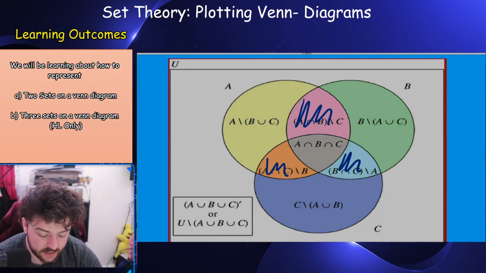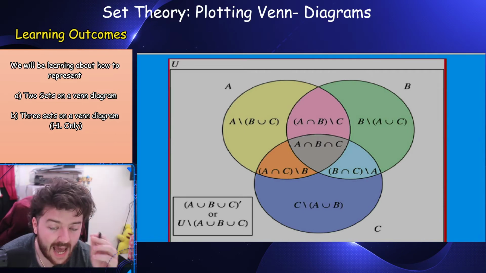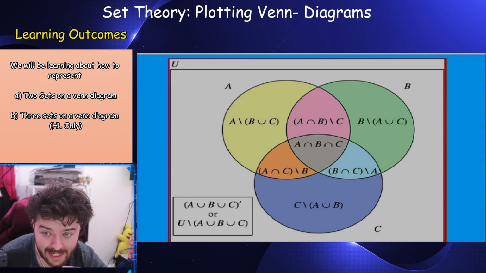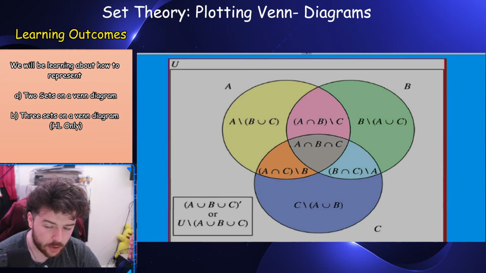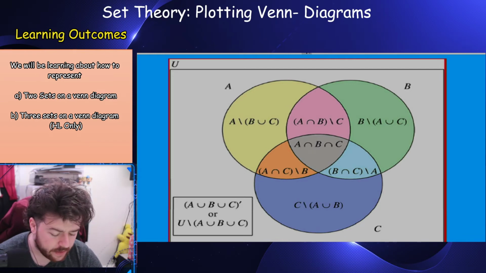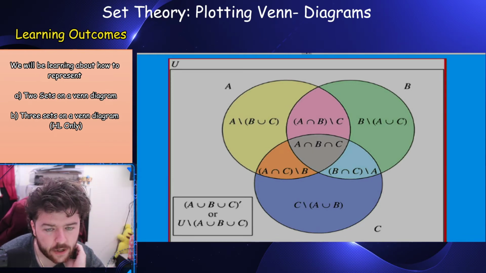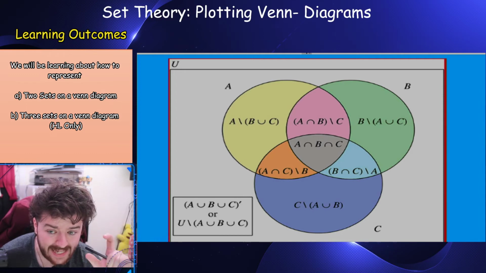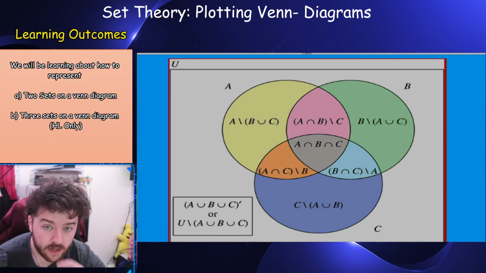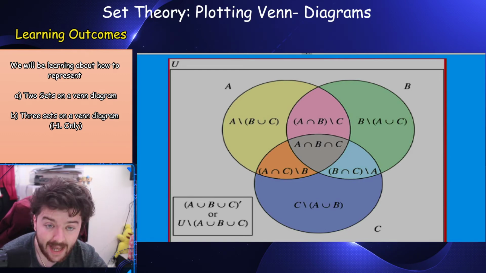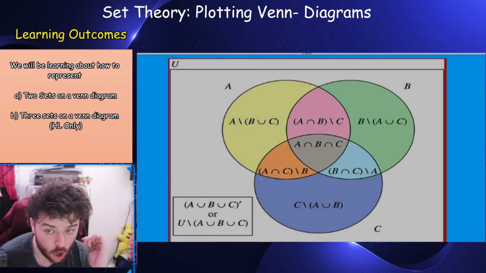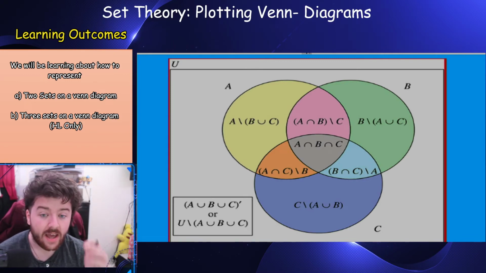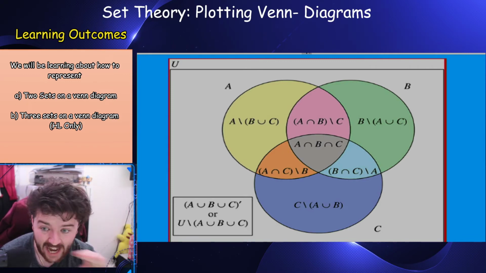This pink region would be the elements common in A and B but not in C. Then this orange region would be the elements common in A and C but not in set B. And then this blue region is all the elements common in B and C but not in A. Then finally, the yellow region is all the elements only in A. The green is all the elements only in B, and this purple is all the elements only in C. Then finally, the outside white area is just the elements that are not in any of those sets.